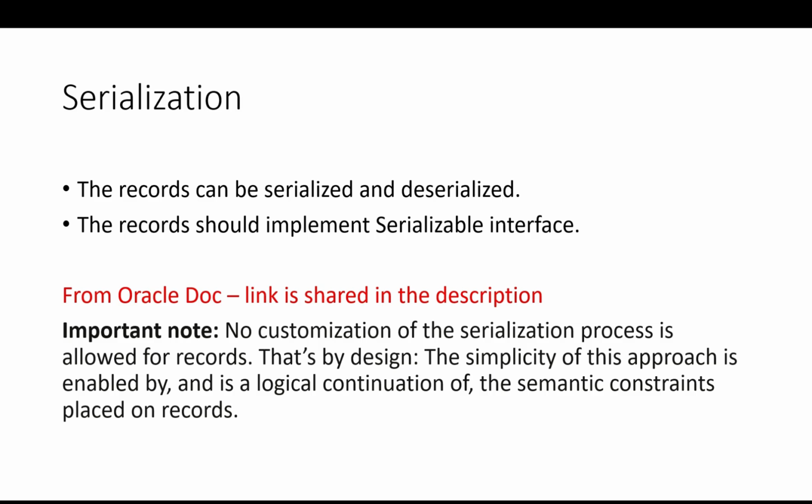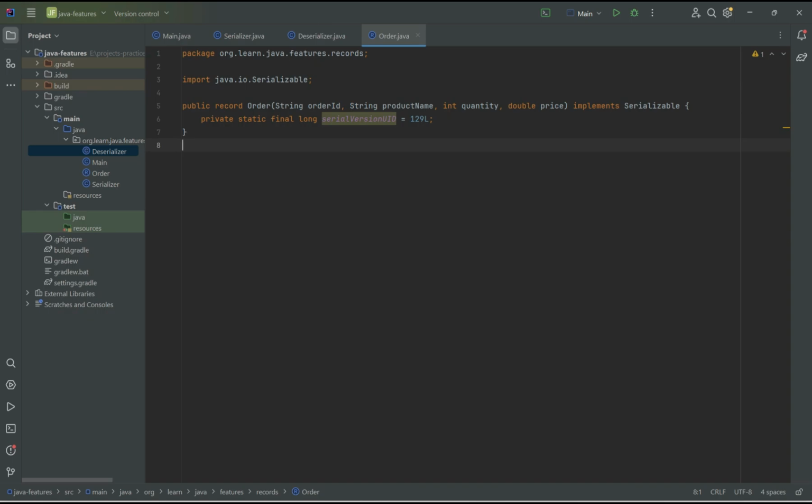Let's talk about serialization of records. Like the regular Java classes, the records can also be serialized and deserialized. In order to serialize, a record should implement the Serializable interface. And custom serialization in a record is not possible. In the regular Java classes, we can customize the serialization, but this is not possible in case of records. Here I have created a record named Order, and this Order record implements the Serializable interface. In the record, I have also defined the serialVersionUID.